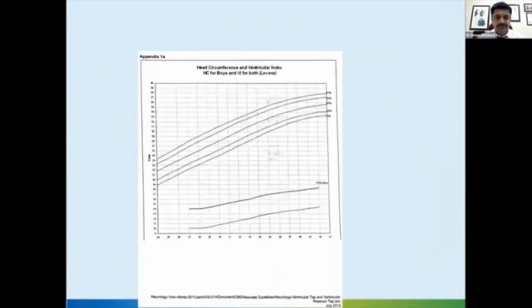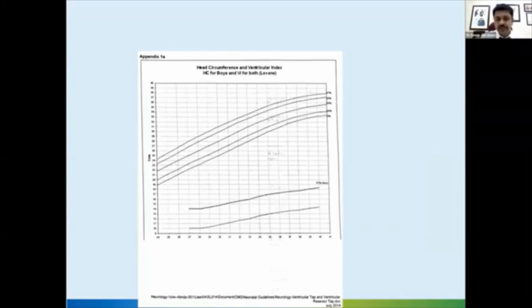Take clinical decisions. How do we know? Where do we plot? This is the classic chart, the Levene chart. In the bottom part of the chart, you can see two lines: the lower one is the 97th centile line, and the one on the top is the 97th centile plus 4 millimeters for the ventricular index.